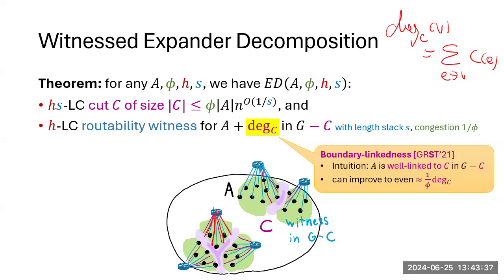And then the qualitative number that is important in this theorem is here. This is the slack, and the point is that the slack of this expander decomposition is something like n to the 1/s. Good. So now I hope you have some mental picture of witness and witness expander decomposition.